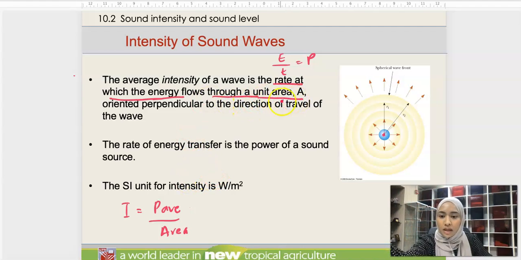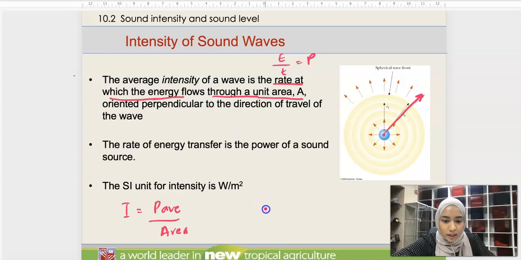Through a unit area A, oriented perpendicular to the direction of travel of the wave. So the wave travels like this. This is the direction of the travel. It should be parallel to the energy, right? But the intensity is perpendicular to the direction of travel.